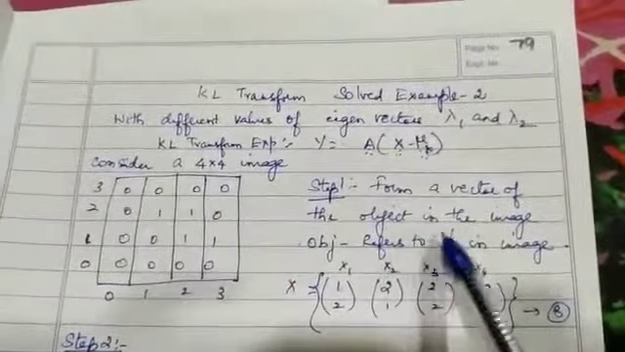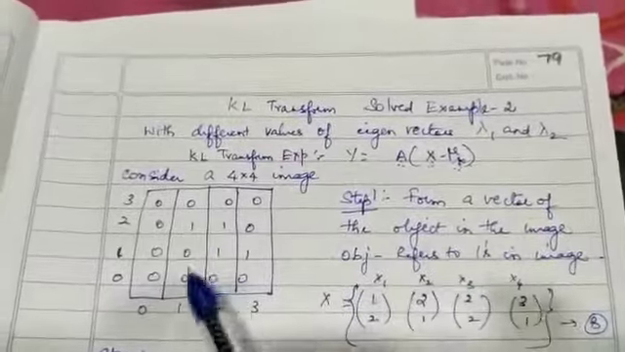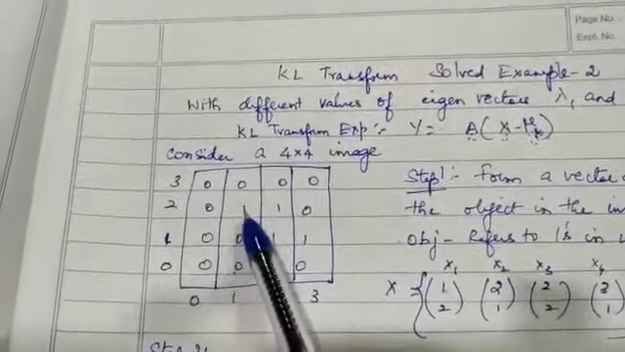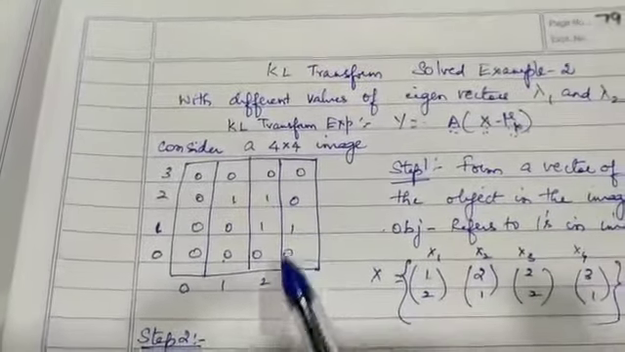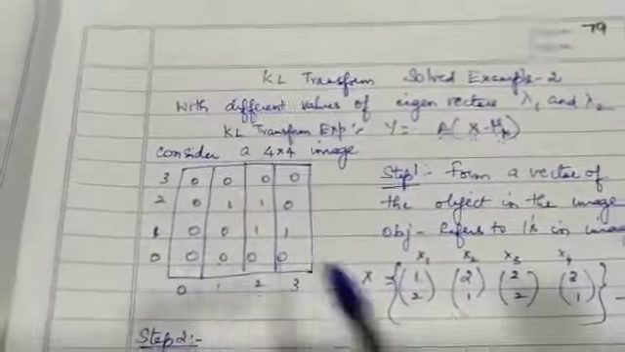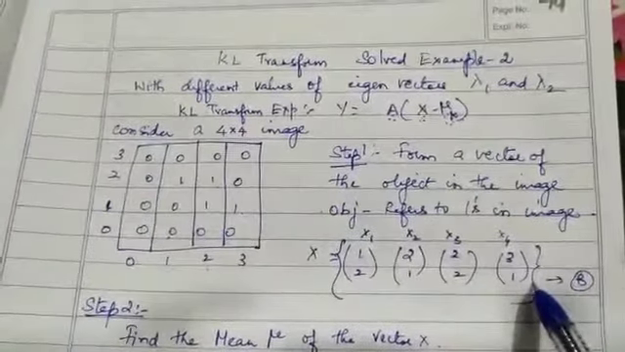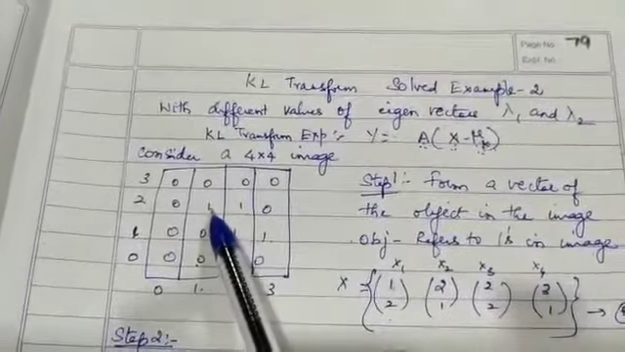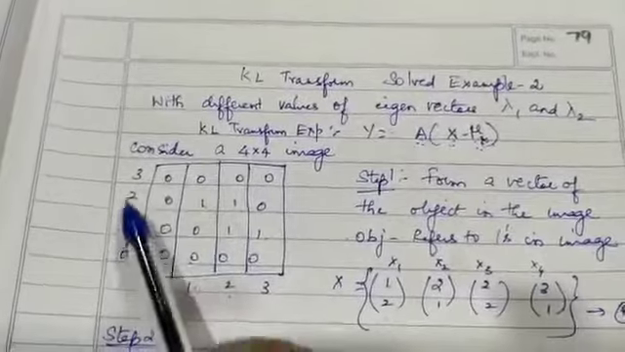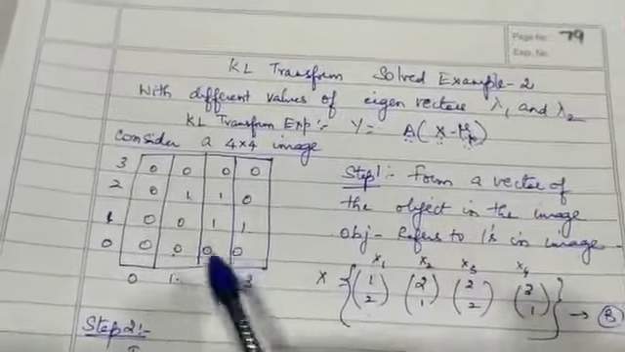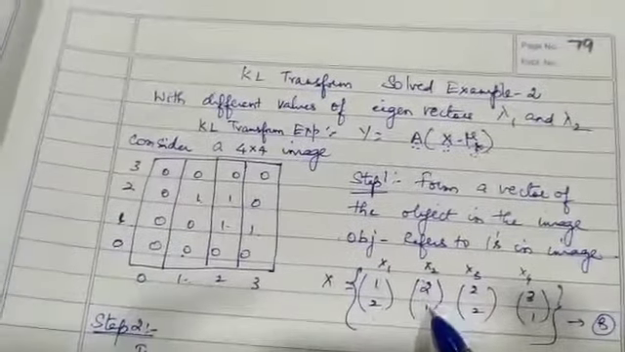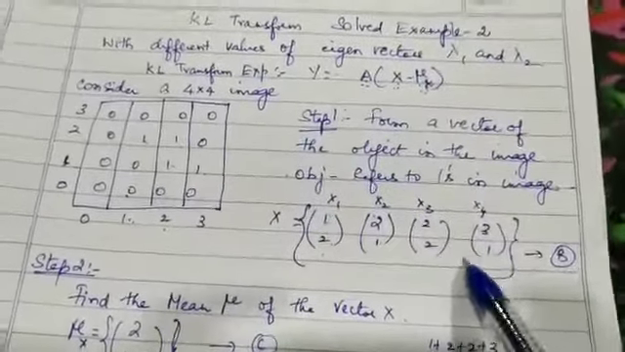So what do you mean by object in the image? It refers to the ones in the image. So this is the 4x4 image that we have considered for our example. Locate the place of the ones as the x and y axis and call them the objects of the vector. For example, this one is in the position 1, 2. And next, this one is in the position 2, 1. The rest two also locate in that way and write them in matrix form.